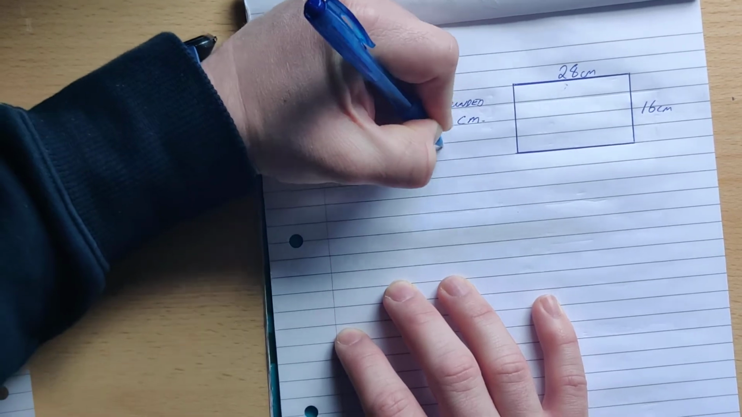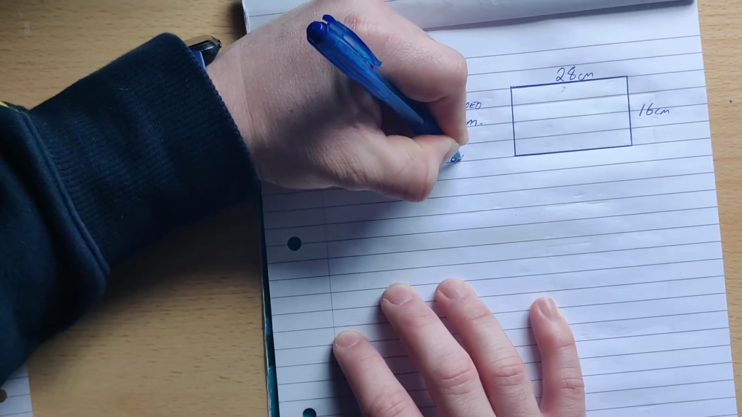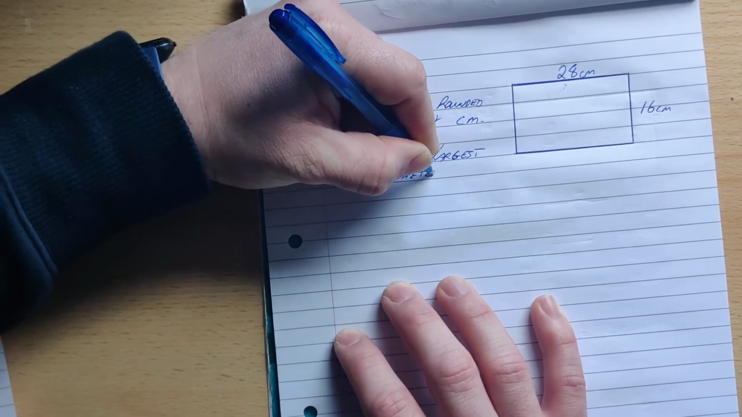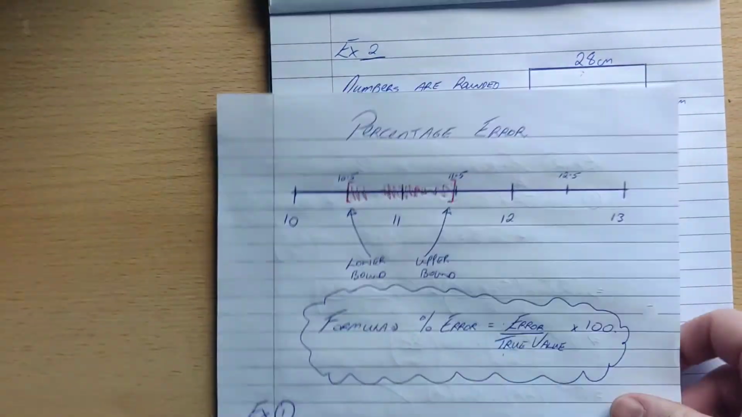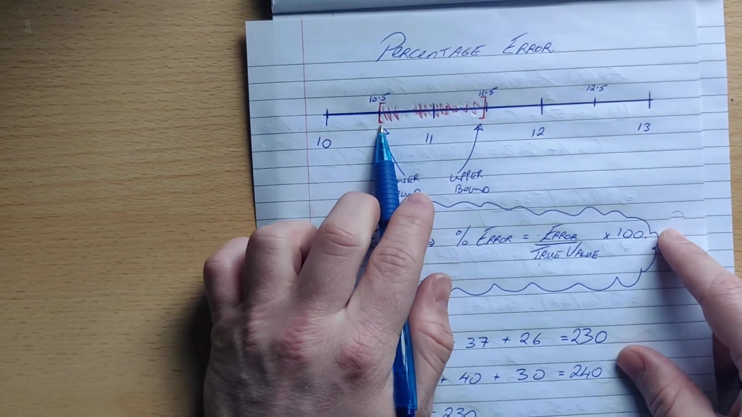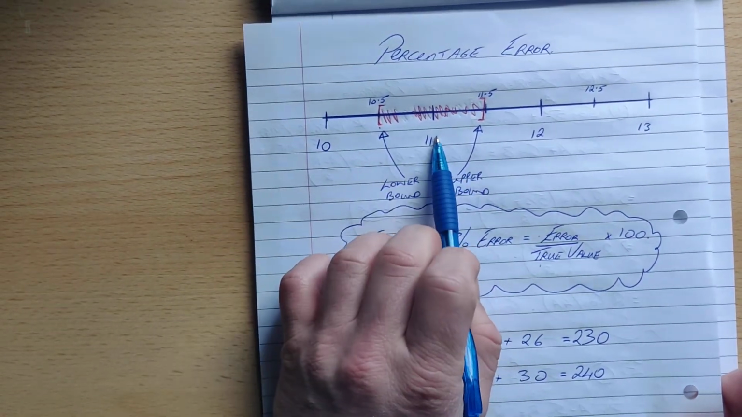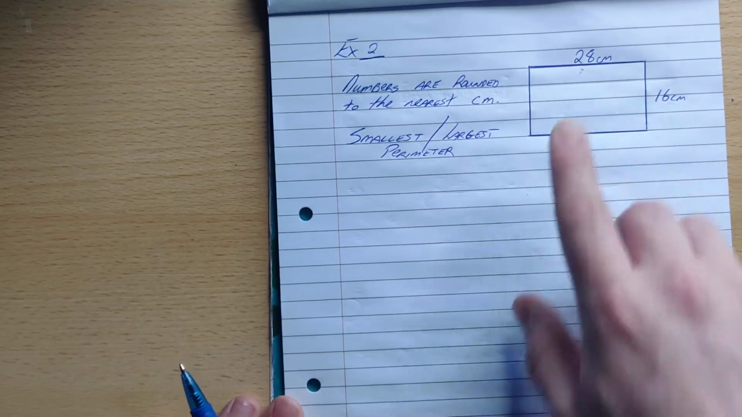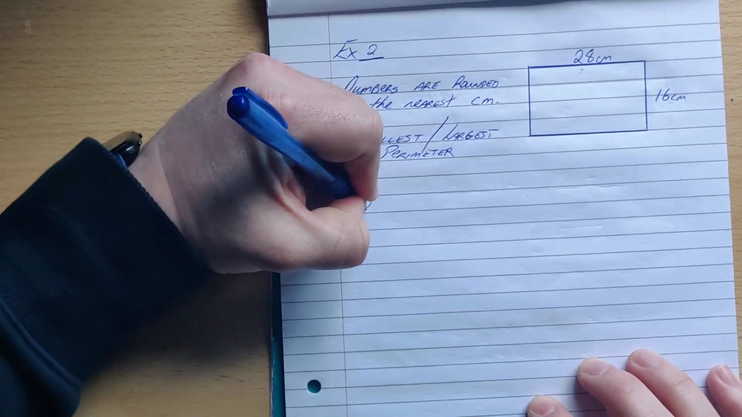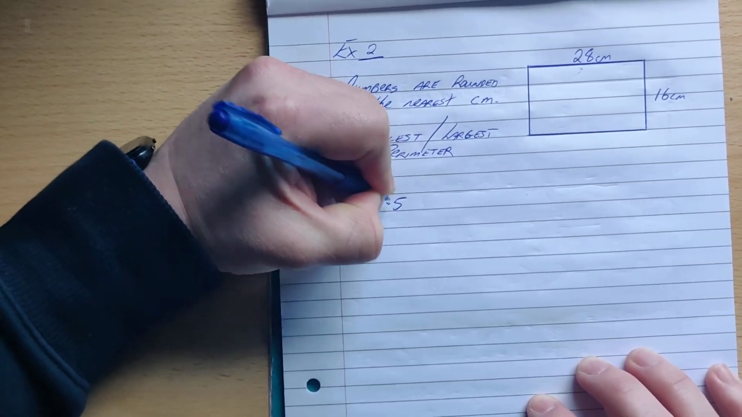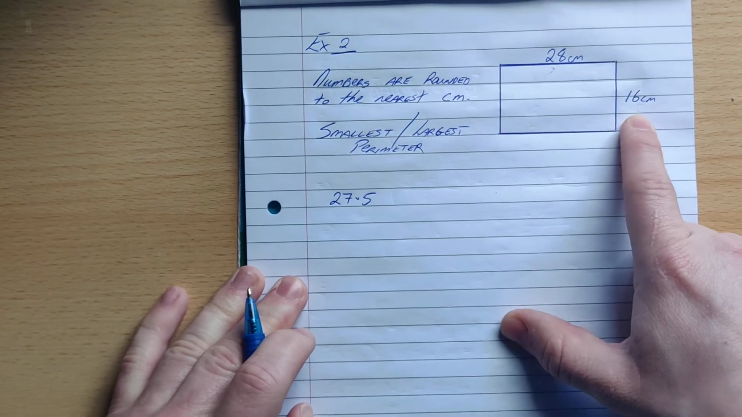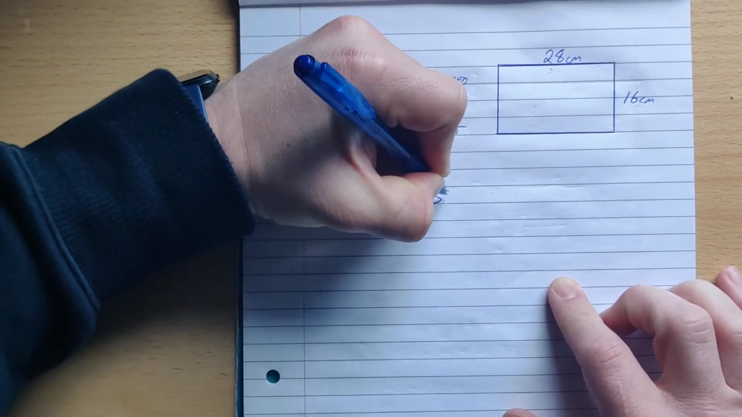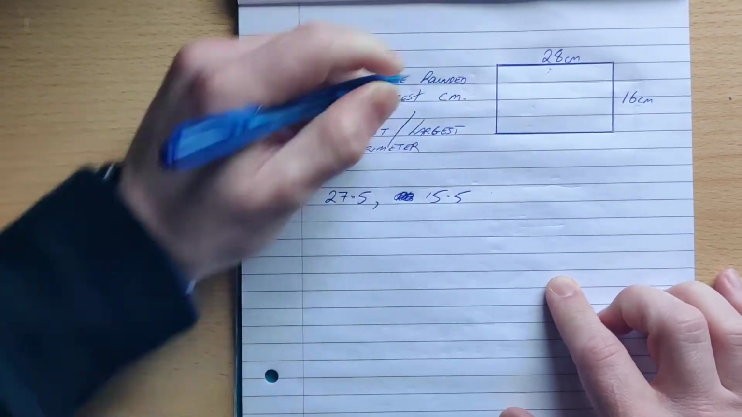The smallest and largest perimeter. Now, obviously the smallest would be if we use the lower bounds from both numbers. So the lower bound when we had 11 earlier on was 10.5. So the lower bound for 28 centimeters would be 27.5. And the lower bound for 16 centimeters would be 15.5. So there's our two lower numbers.